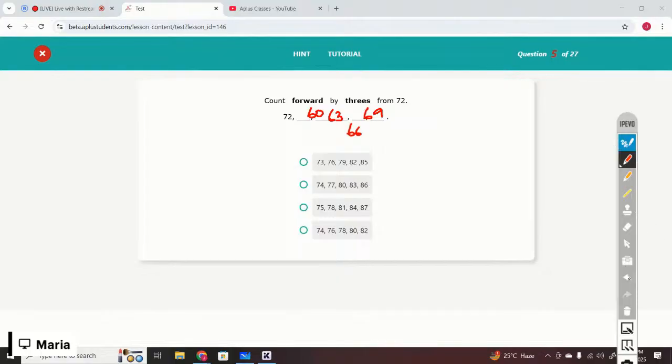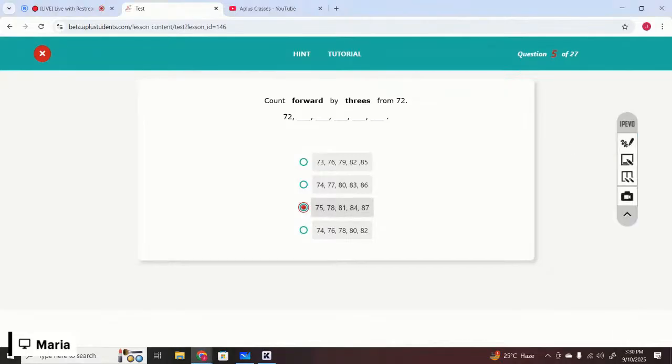Count forward by 3 starting from 72. So which is the correct option? That is 72 plus 3 is 75, 78, 81, 84, and 87. Option number 3 is the correct option.